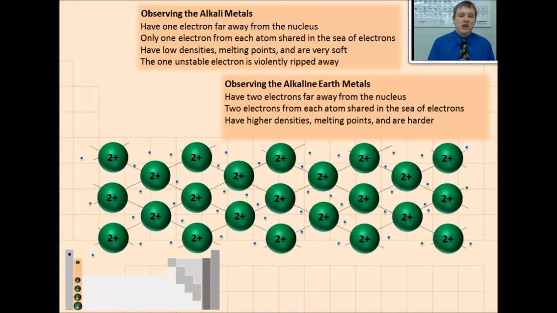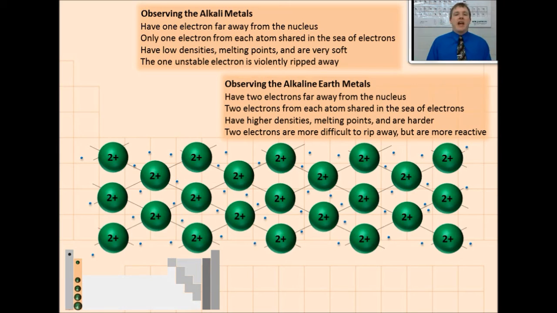And then finally, we're going to find that 2 electrons are much more difficult to rip away from the core than just 1 electron. So these are more chemically stable than the alkali metals were, but they are by no means chemically stable. They are still very reactive.